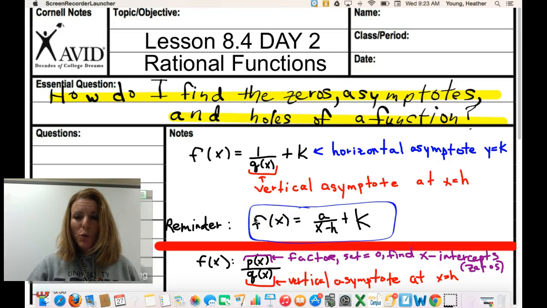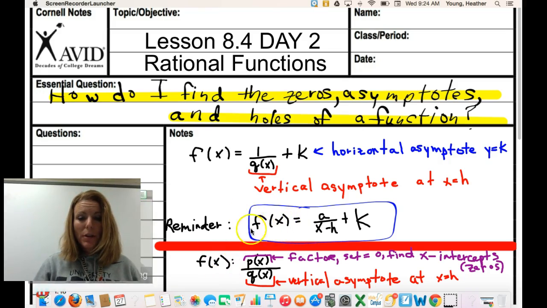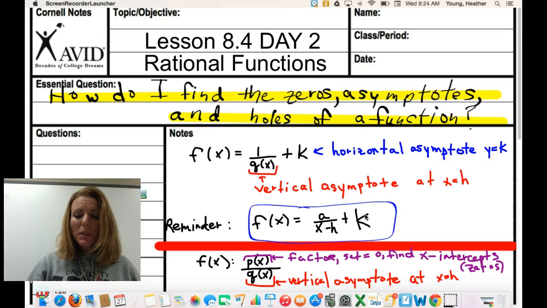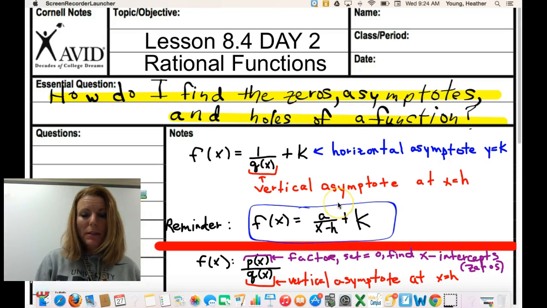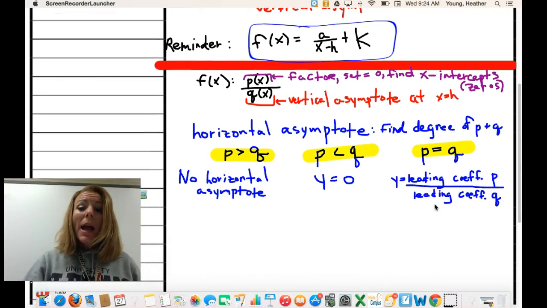I'm going to scroll down now, and this is just an extra note, helping you out. Remember, k is the horizontal asymptote, and h represents the vertical asymptote when x is equal to h. And here is our equation right here. Okay, I'm going to scroll down, but I can't scroll on that. This is where Miss Boyd comes in handy because now I've got to do two things at the same time.